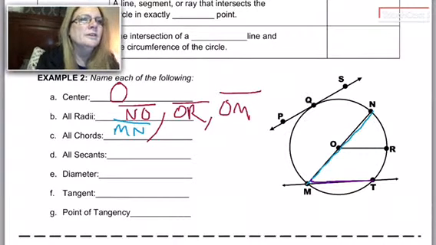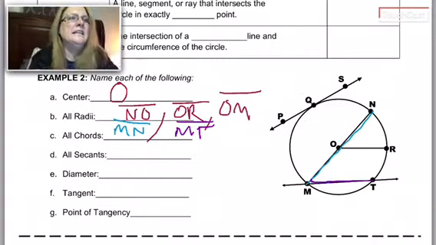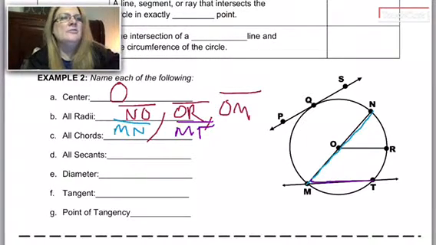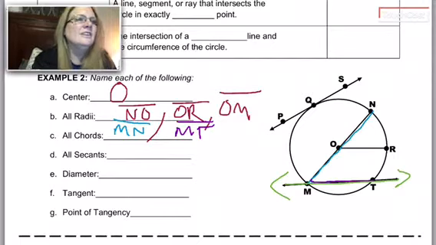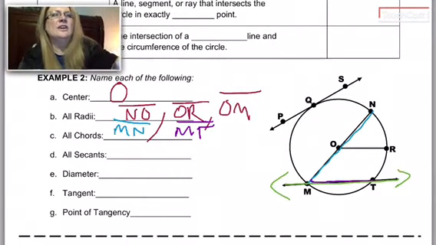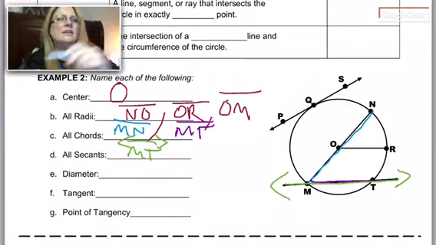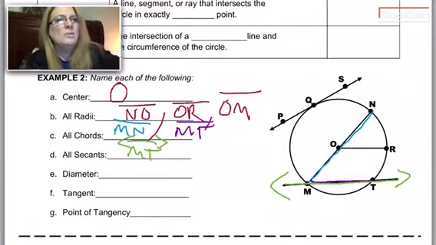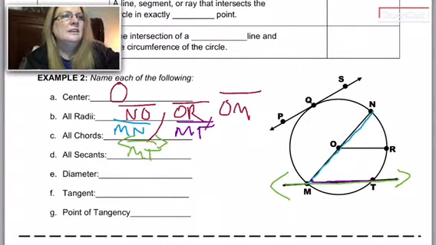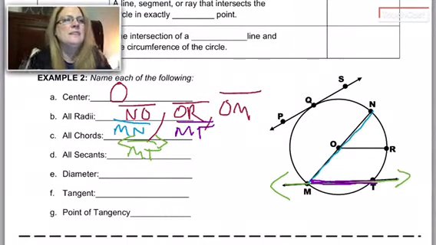MT is a chord if we write it as a segment with a beginning and an end. If you want to say that it goes on forever, then that's a secant. So we can call MT that continues through the circle a secant. But we can talk about just part of it. This part would be a chord, but then we have to acknowledge that it begins and ends.